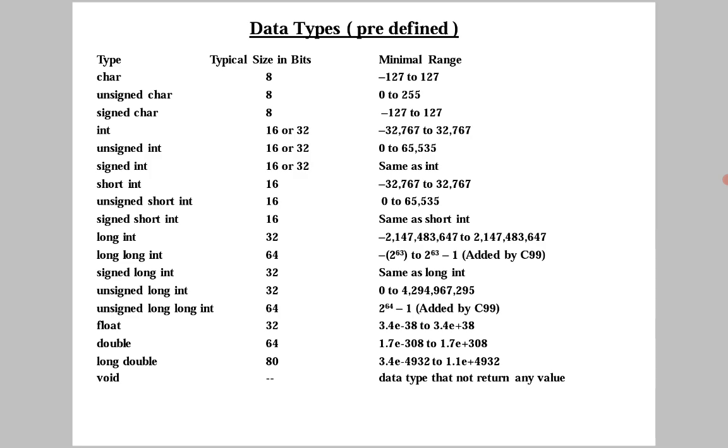Long integers occupy 32 bits, range is minus 2147483648 to plus 2147483647. So these are the different integer data types.